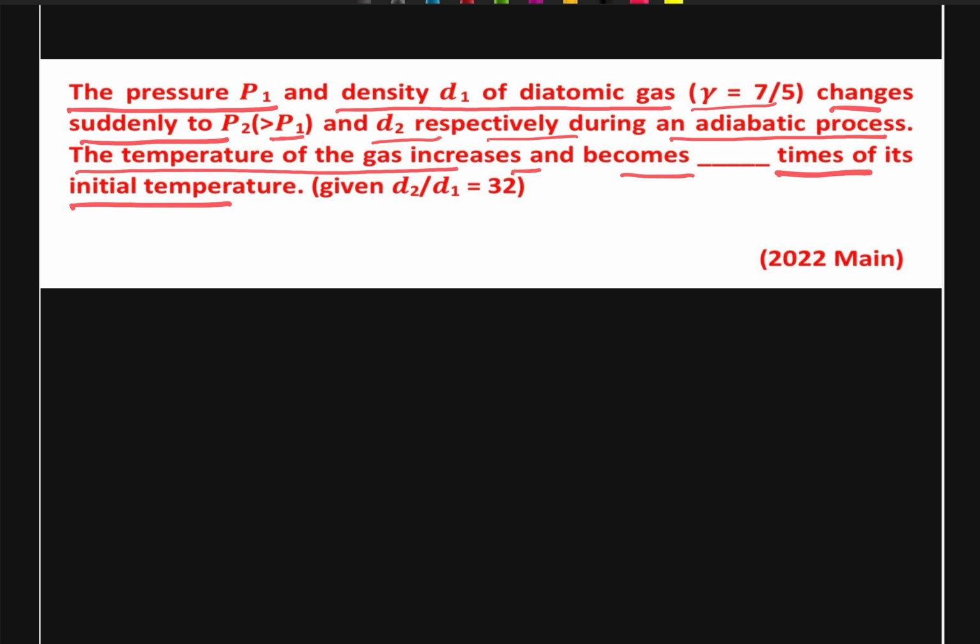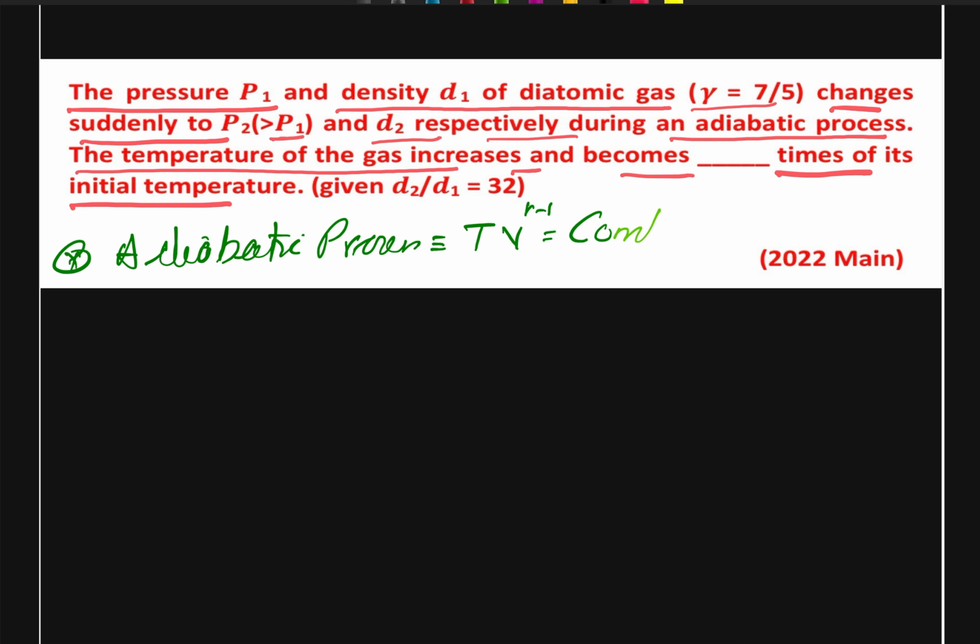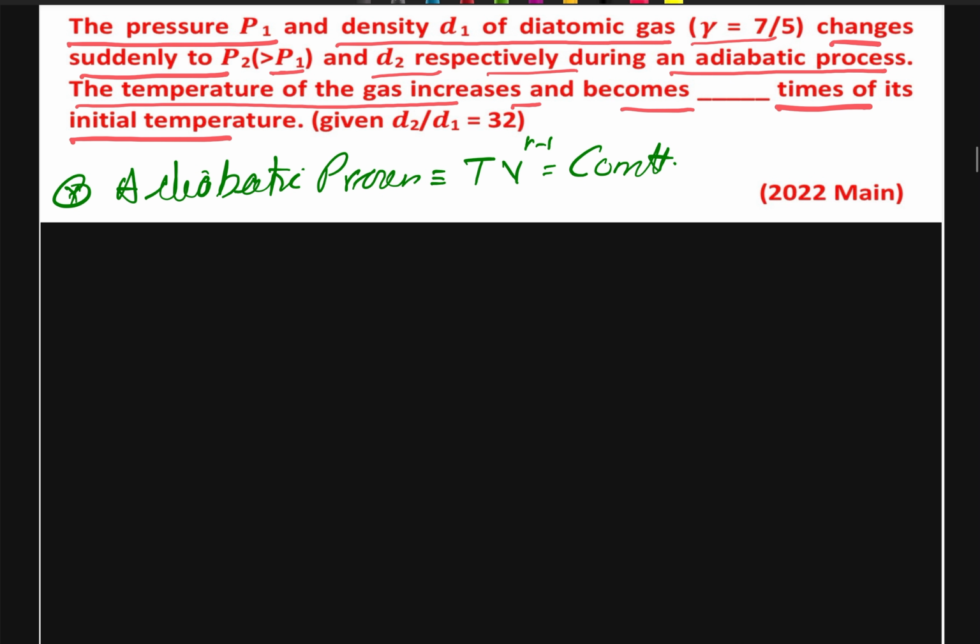So the process is adiabatic, so we can use directly the formula. For an adiabatic process we know that T multiplied by V to the power gamma minus 1 is equal to constant, and it is talking about the density, and density is given as D, so we know that our density is equal to mass upon volume, and so we can say that our volume is equal to mass upon density.